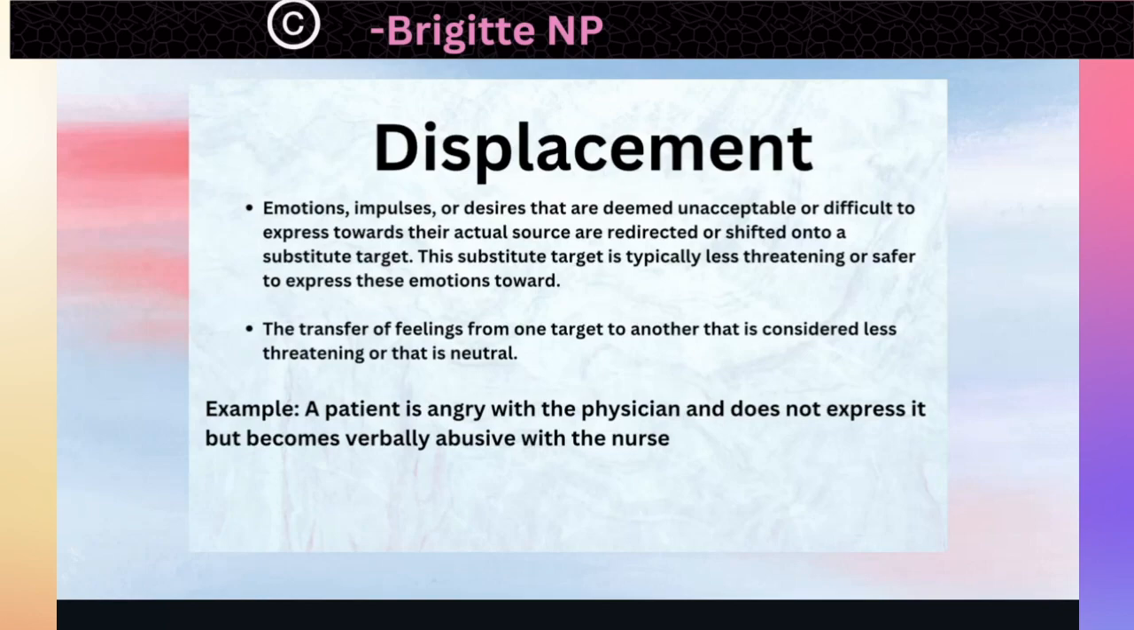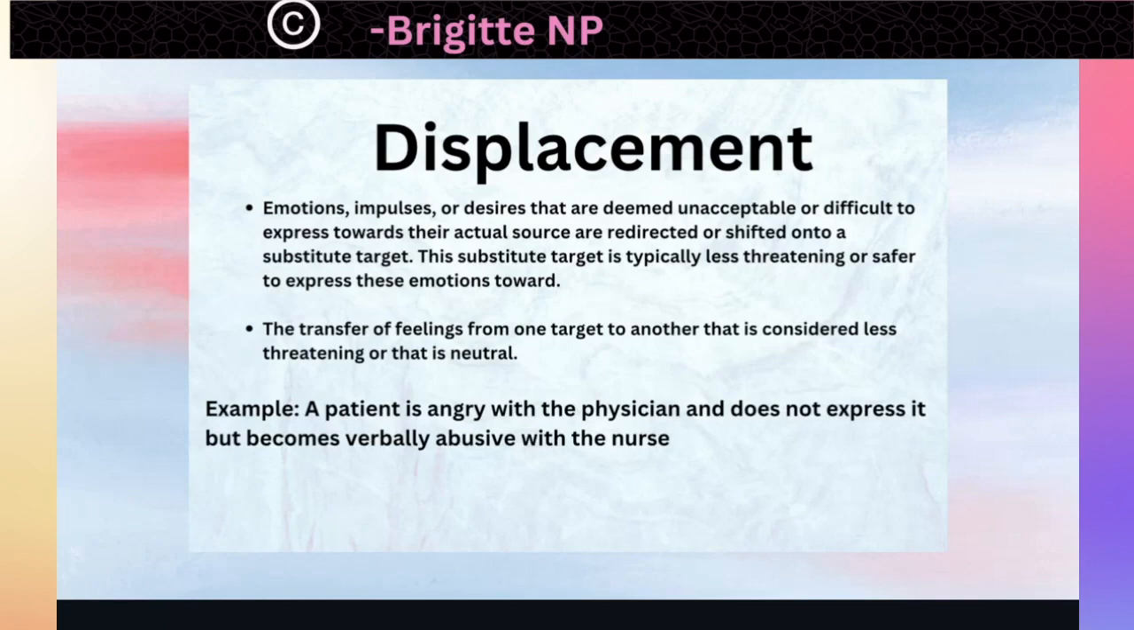They're angry at their boss, but unable to express that anger directly. Instead, they come home and vent their frustration by snapping at a family member over a trivial issue. In this scenario, the anger towards the boss is displaced onto the family member who becomes the substitute target for the expressed anger. Displacement often occurs unconsciously as a way to cope with emotions or impulses that are perceived as unacceptable or too risky to direct towards their original source.